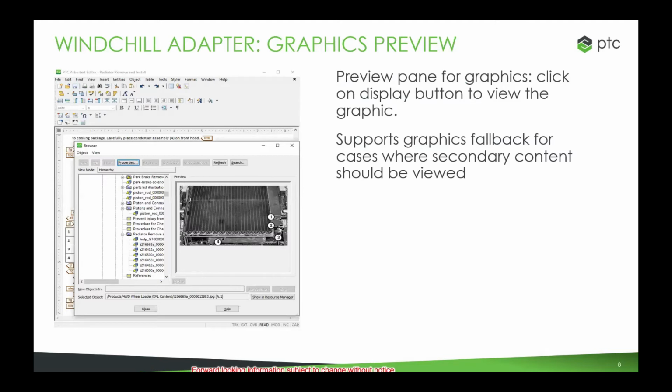The other thing to mention is that this does support the graphics fallback. There are some cases in WINDCHILL where you might have a graphic that isn't visible in the editor window, because it's a format that Arbortext doesn't recognize, but you have the secondary content set to something like a JPEG or something more commonly viewable. If that's the case, then in the preview window, we will find the secondary content. So if you've set up your graphics fallback for the editor in general, it'll also work in this preview.